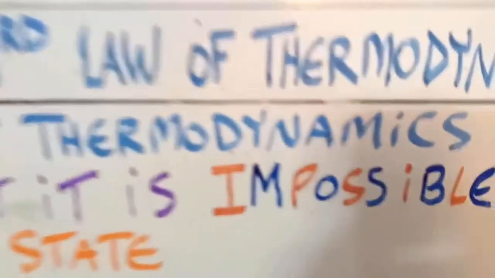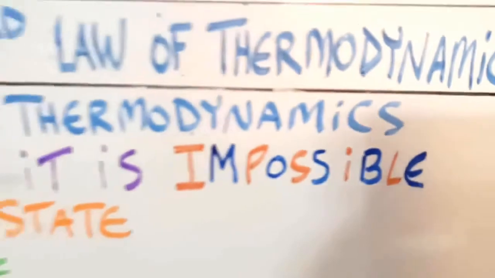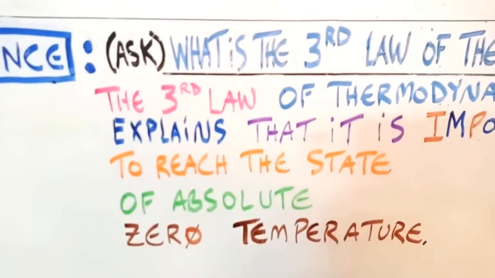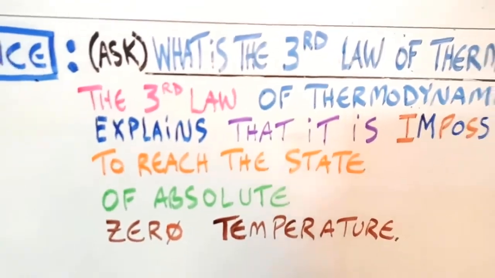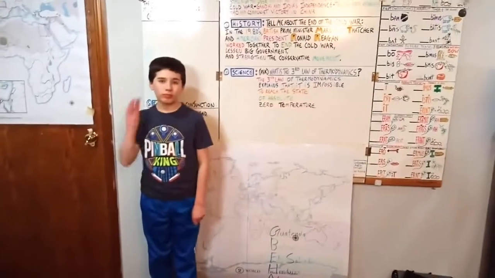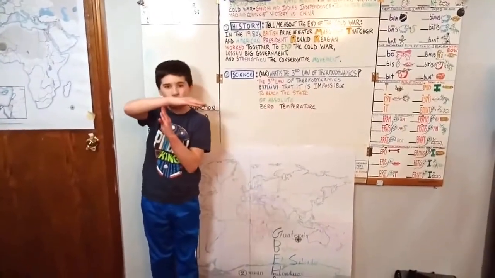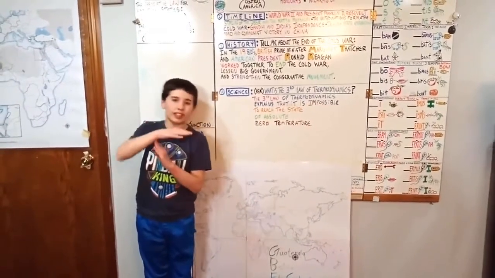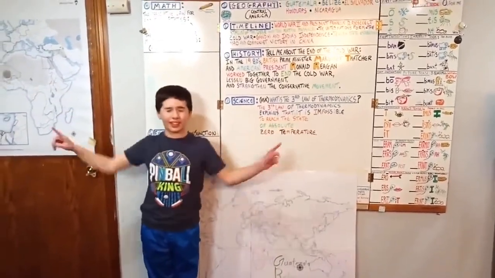The word impossible is our memory tool because it's impossible to reach the state of absolute zero temperature. So we're going to use the theme to Mission Impossible. So here we go. What is the third law of thermodynamics? The third law of thermodynamics explains that it is impossible to reach a state of absolute zero temperature.